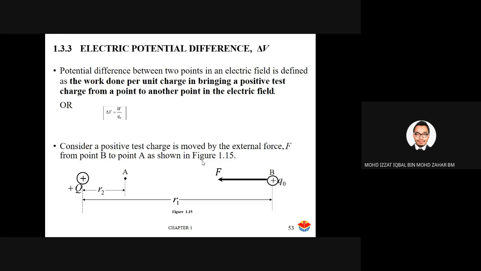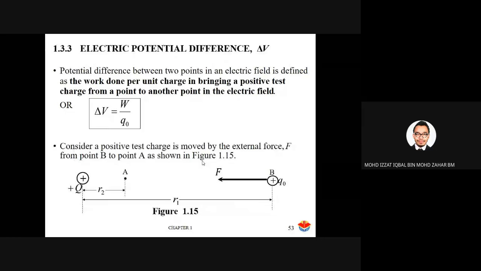Okay, itu dia. Electric potential difference, delta V. Potential difference between 2 points in an electric field is defined as the work done per unit charge in bringing a positive test charge from a point to another point in the electric field. Okay, dia punya definition very similar to V lah.